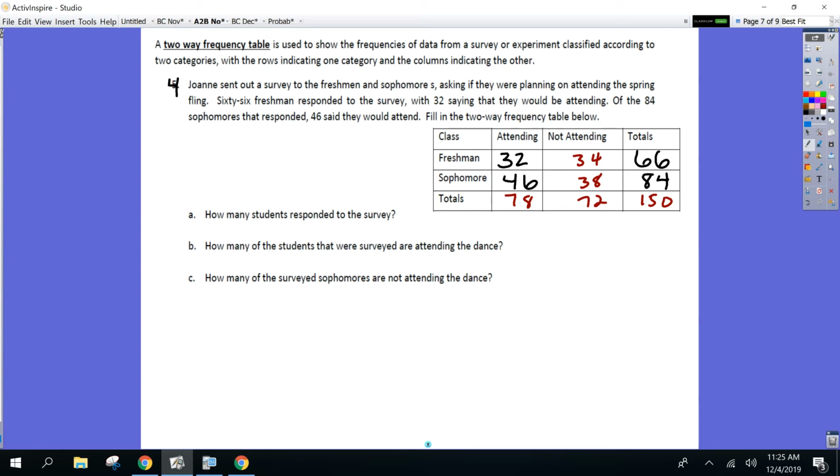How we look up there? All right? Everything filled in? Okay, I see some of you trying to get ahead and you're falling into the trap I thought you would fall into. How many students responded to the survey? Okay, nobody fell into that trap.